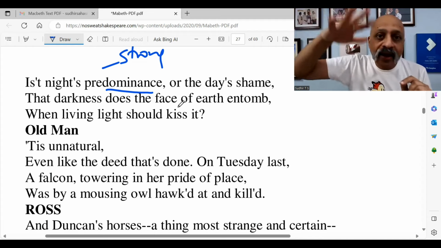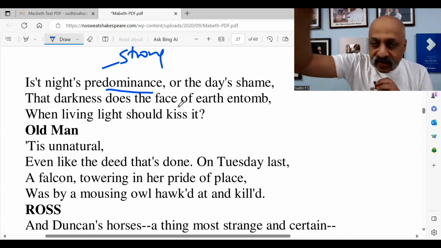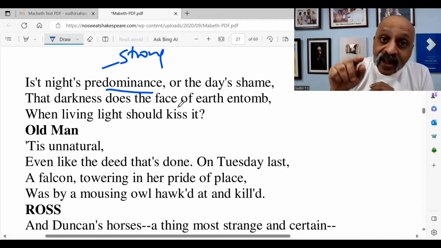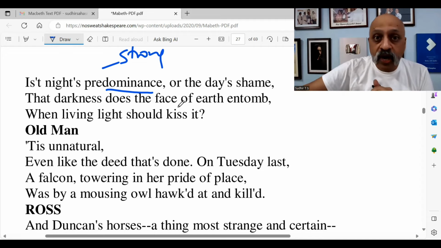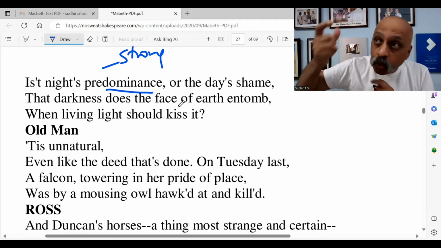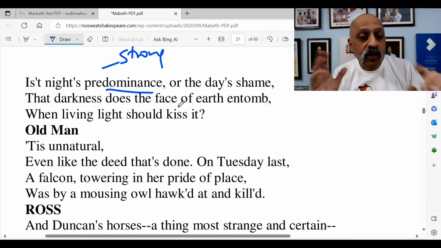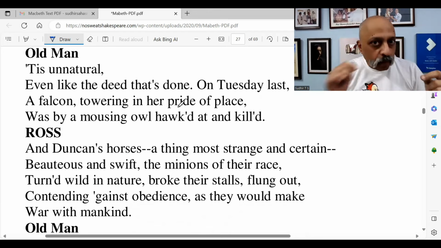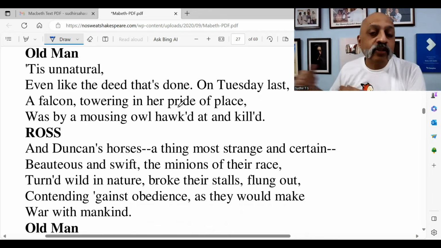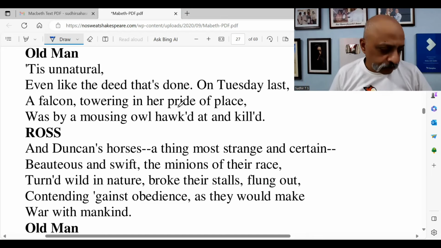So it was soaring high up in the sky, okay, towering in its pride of place, that is in the sky, when it was attacked and killed by an owl, which normally goes after mice. And owl, ullu normally chuhon ko khata hai attack karke, lekin usne ullu ne falcon ko attack kiya. To ye kafi unnatural ghatna hai. Ross then says, so remember, ye point number one hai. Point number two, so he's talking about many unnatural events that have actually taken place ever since the murder.